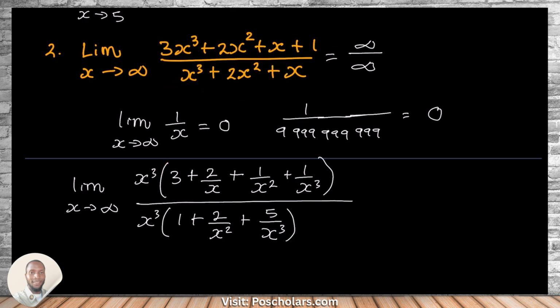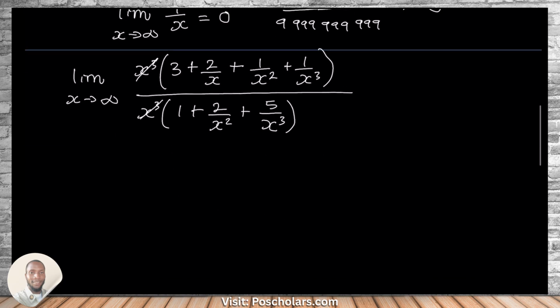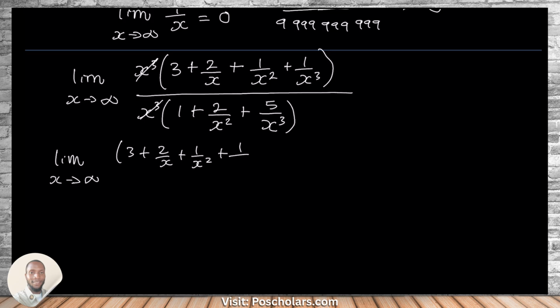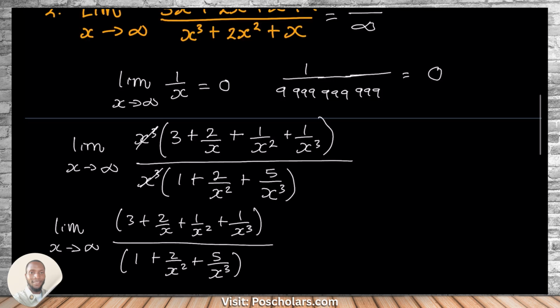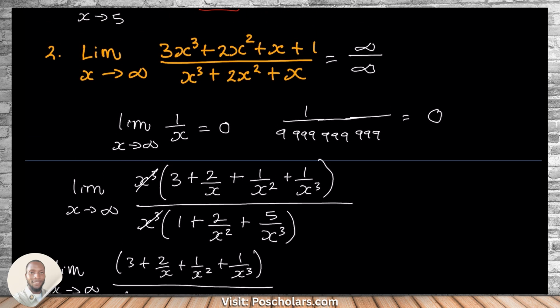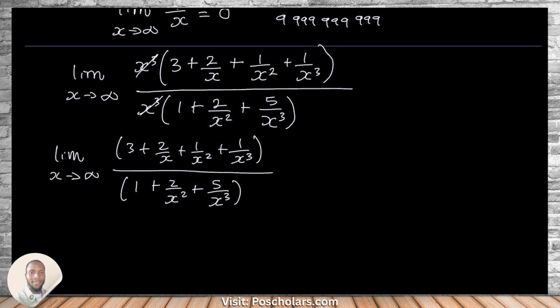Now looking at this, you observe that I can easily say x raised to power 3 cancels x raised to power 3 without breaking any principle. Then what's left is the limit as x tends to infinity of 3 plus 2 over x plus 1 over x squared plus 1 over x cubed. Then over the denominator we have 1 plus 2 over x squared plus 5 over x raised to power what? 3, right? You can see we have reduced this to this. Then what comes to your mind now?